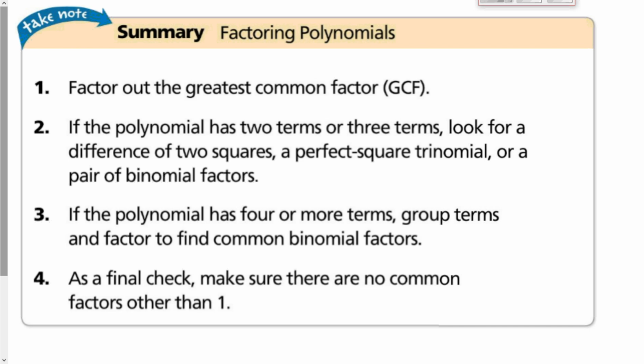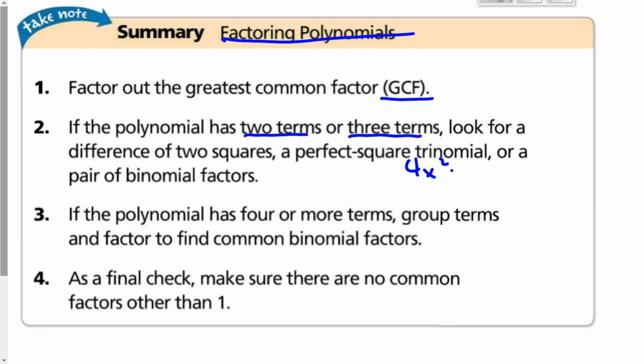All right, so here is a summary of how to factor polynomials. So always look for that GCF. That's the first thing. Always look for the GCF in both number and in variables. Once you have that, if you have a polynomial with 2 terms or 3 terms, look for a difference of 2 squares, a perfect square trinomial, or a pair of binomial factors, right? That just means you could still do CAB, right? If you're really good at CAB, you can still do CAB, but difference of 2 squares is really fast, right?